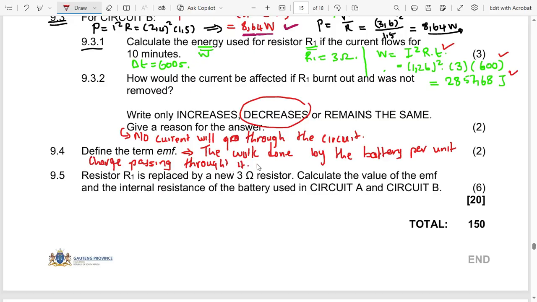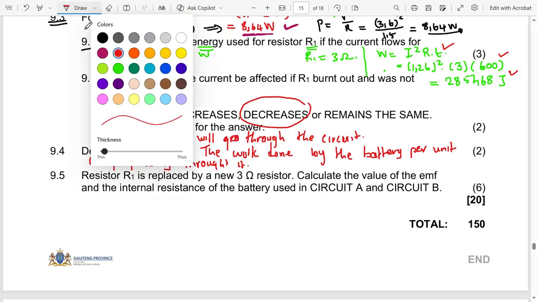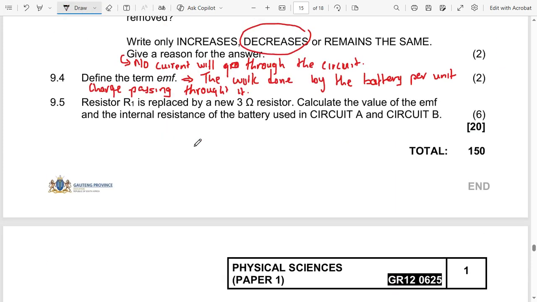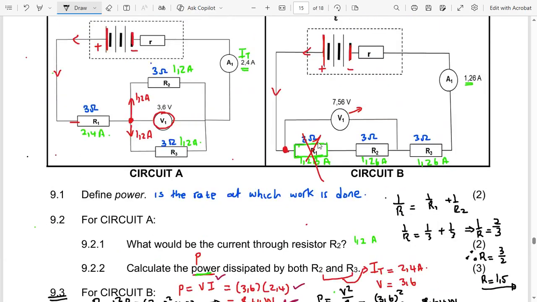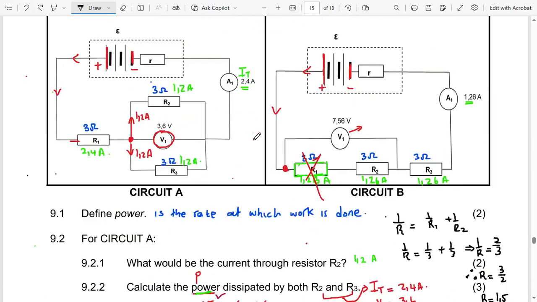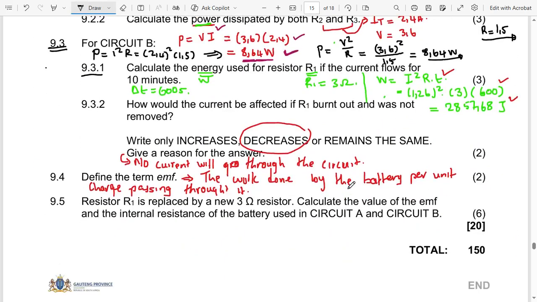So last question, 6 marks. Why is this question 6 marks? Let's see what is going on in this question. Because once it says 6 marks, there's too much work to be done because of the mark allocation. Resistor R1 is replaced by a new resistor. So remember we said that this resistor was blocked out, now it is replaced. So meaning that it's back, we have a new resistor. So now that it is replaced, let's see what they want us to do.